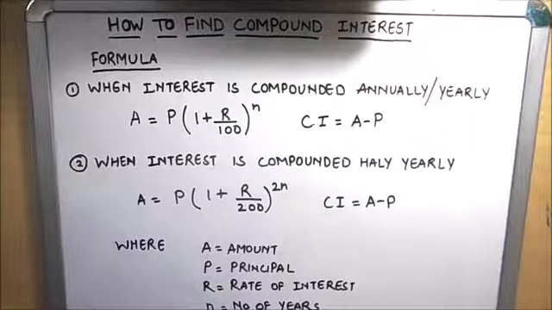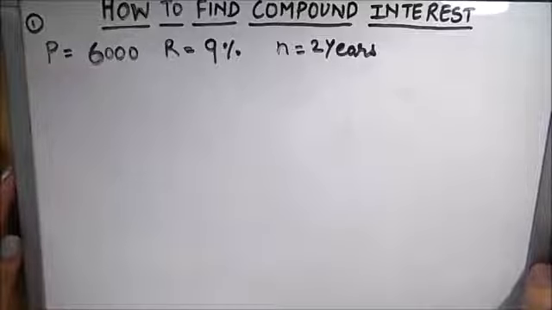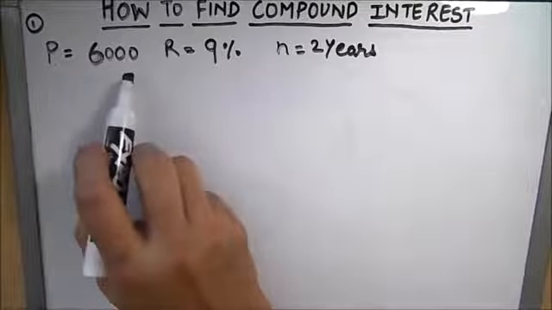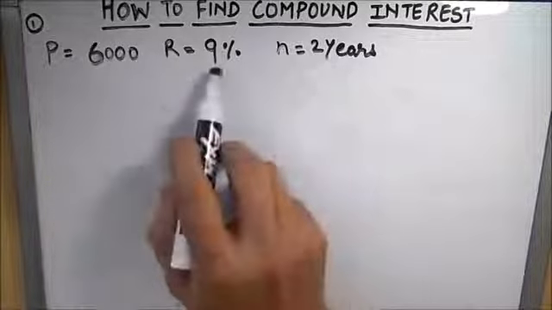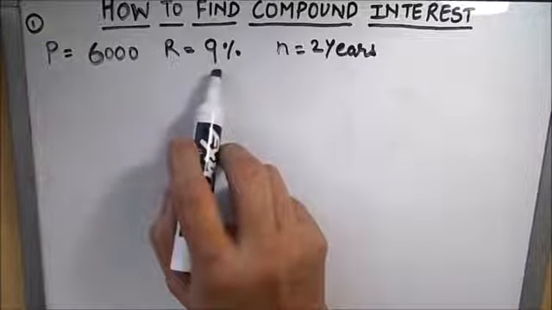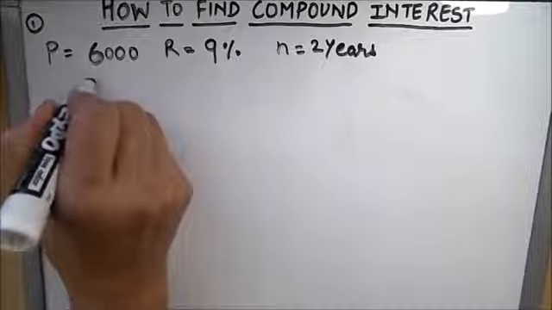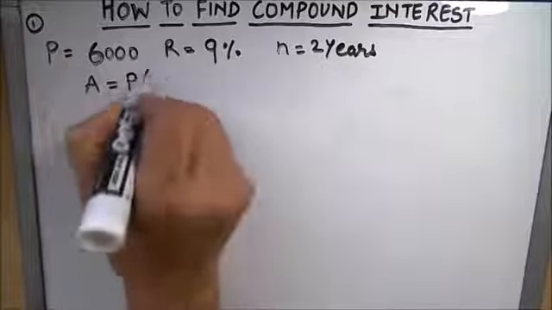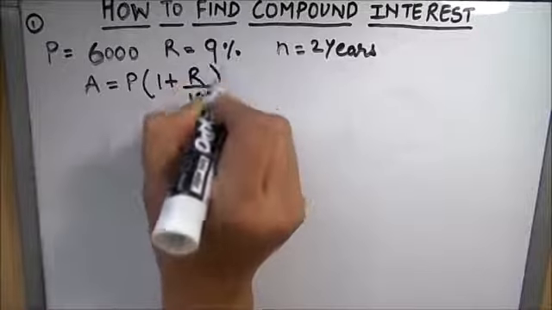So let's get started with our first example where the interest is compounded yearly. Let's solve our first example where our principal amount is 6,000 rupees and it is being compounded for 2 years with a rate of interest of 9% annually. So we need to find the compound interest here. So we'll use the formula for amount first, which is A is equal to P times 1 plus r over 100 raised to power n.